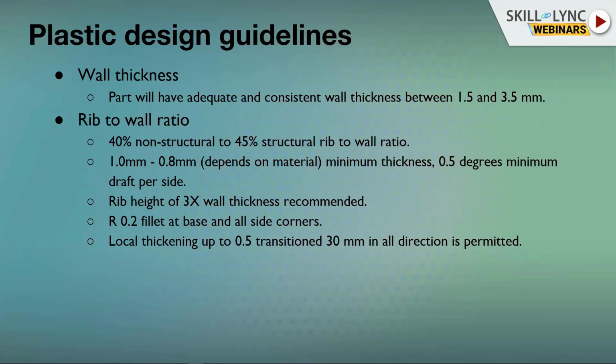And this is because for the tooling purpose, the draft is very important. And the height of the rib should be 3 times the wall thickness, which is recommended, but sometimes it goes more than 3 times. But then we have to define the local thickening of 0.5 transition with the 30 millimeters in all directions. And coming to the radius or fillet, it has to be 0.2 millimeters minimum at the base and at all the side corners.